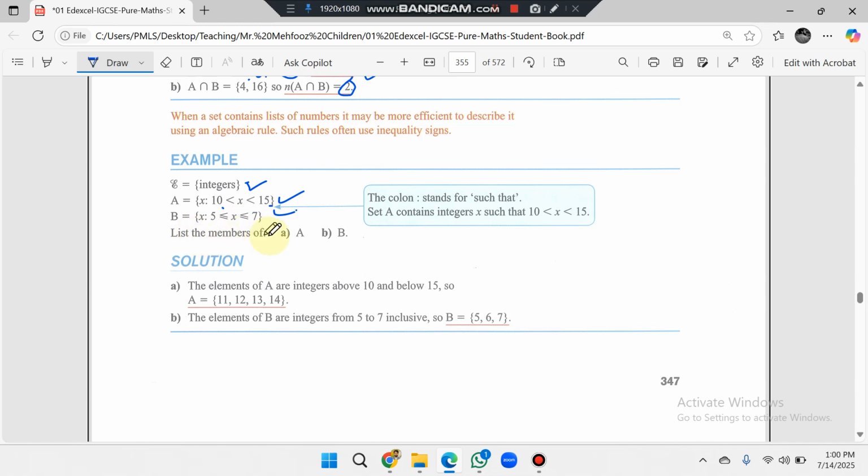So, list the members of A and B. What is the number of elements in A? They are 11, 12, 13, 14. So there are 4 elements in set A, and for set B, 5, 6, 7, there are 3 elements in set B. Do you have any problem in this example or not?